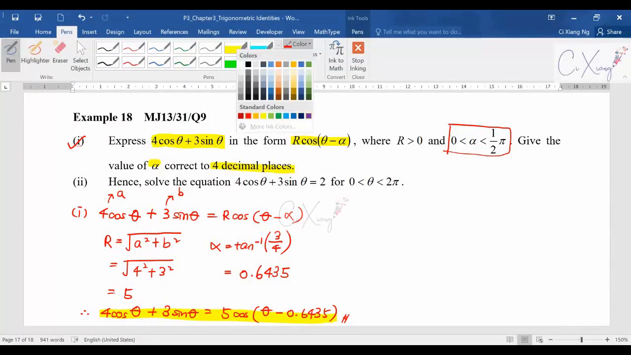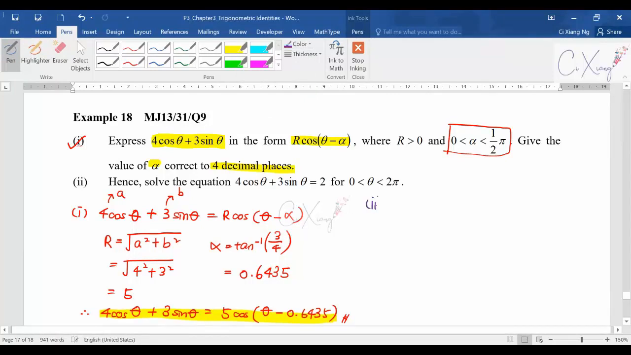For part number 2, what do they want? They ask you to solve the equation 4 cos theta plus 3 sin theta equals 2, and your theta must be from 0 until 2 pi. Like what I told you just now, when it is equal to any number, for this pattern of question you cannot solve it by changing it into tangent. So you definitely need to change it to become a compound angle formula. By using the answer in the first part, you now use 5 cos theta minus 0.6435 and let it equal 2. From here, you continue to solve the equation and get the answer.